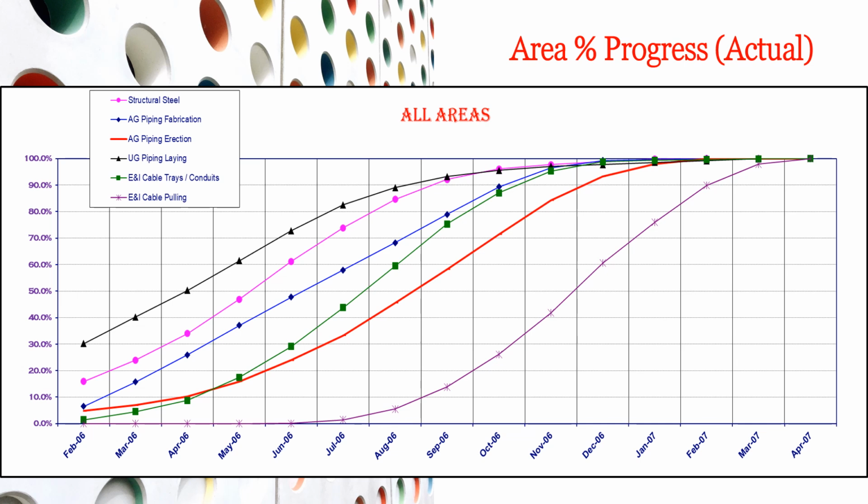Here, the curves are represented by area percent actual progress of structural steel, above ground piping fabrication, above ground piping erection, underground pipe laying, electrical and instrumentation, cable trays and conduits, and E&I cable pulling.